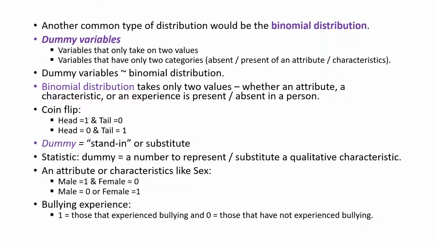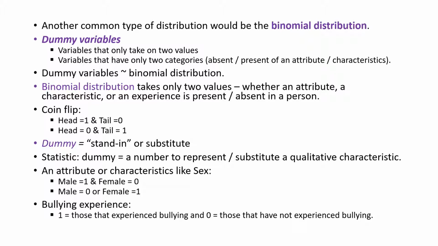Another common type of distribution would be the binomial distribution. Here, I want to let you know what we mean by dummy variables. Dummy variables are essentially variables that only take on two values, or variables that have only two categories to represent the absence or presence of a characteristic or attribute. Dummy variables take on the binomial distribution.